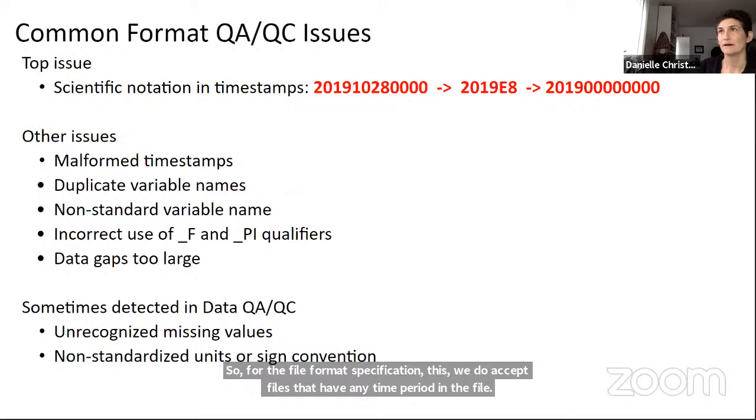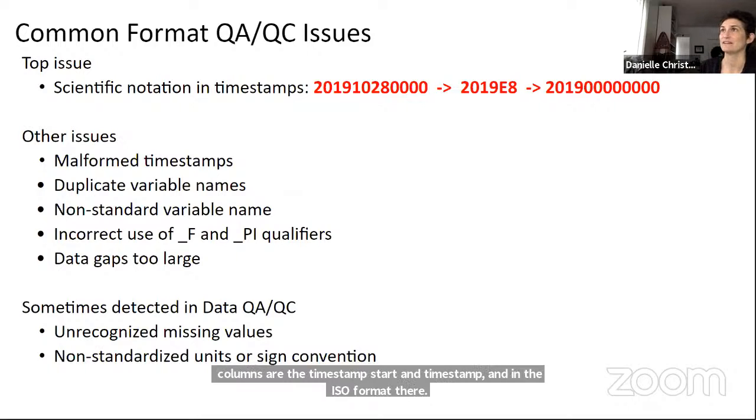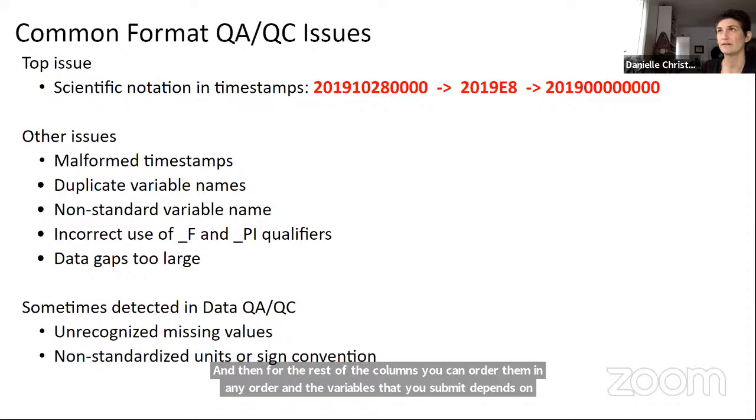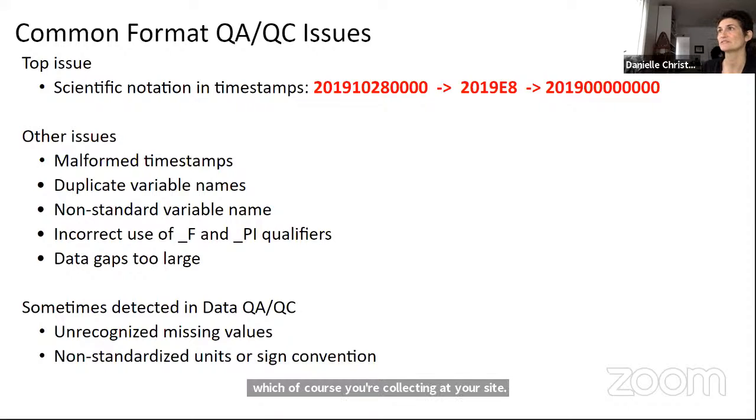And a few notes about the common issues that we find. By far the most common issue is that sometimes the timestamps get converted to scientific notation. We find that this often happens when folks use Excel to do a little cleanup on their files before submission. Excel automatically likes to format these long integers into scientific notation, and then we lose all the resolution.